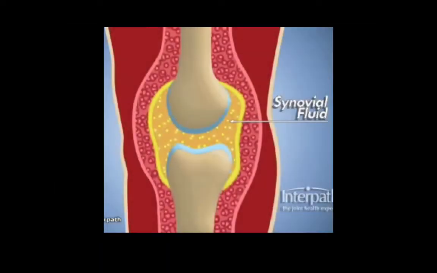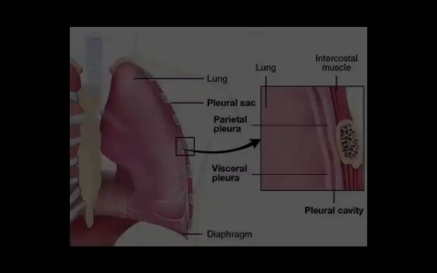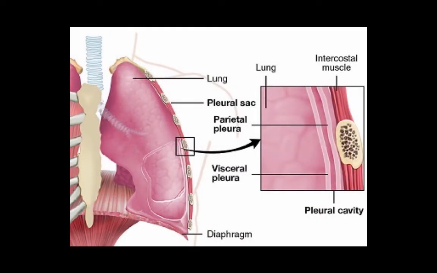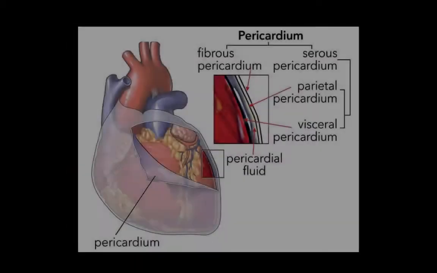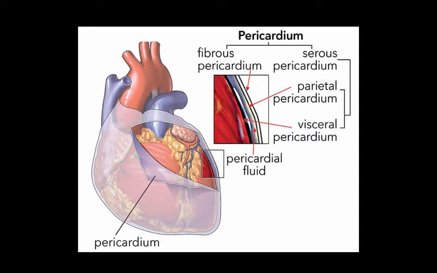Water is also very important as a lubricant due to its viscosity. It's found in all joints and in between layers of tissue where there is friction. In a joint, it's called synovial fluid. Between the two layers of the lungs, which creates suction as well as reducing friction, is called the pleural fluid. And around the heart, contained in the pericardial sac, is the pericardial fluid to help limit friction.